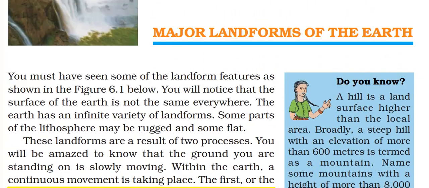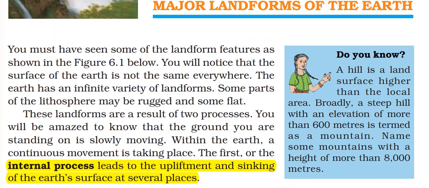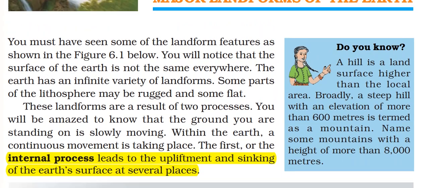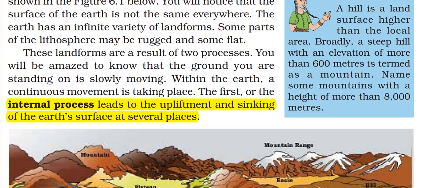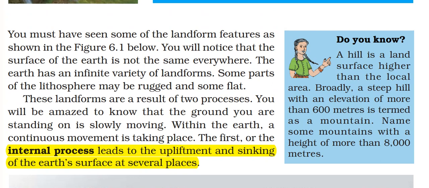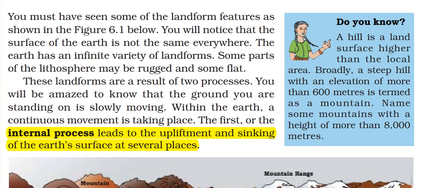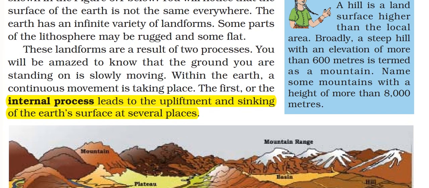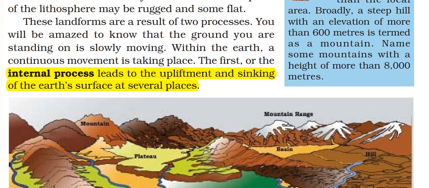Hi guys, in this video we are going to discuss chapter number 6, Major Landforms of the Earth. These landforms are the result of two slow-moving processes. The first is the internal process that leads to the upliftment and sinking of the earth's surface in several places.